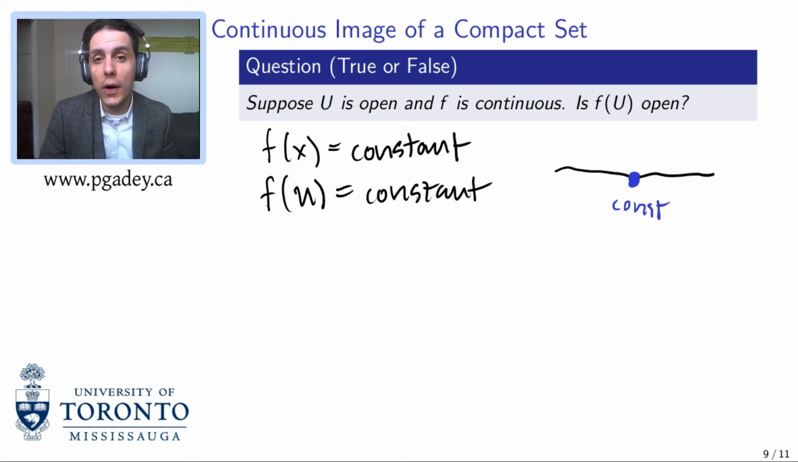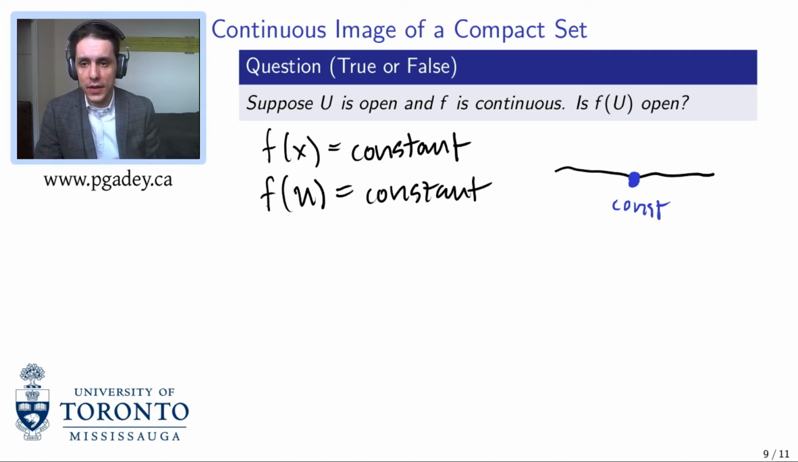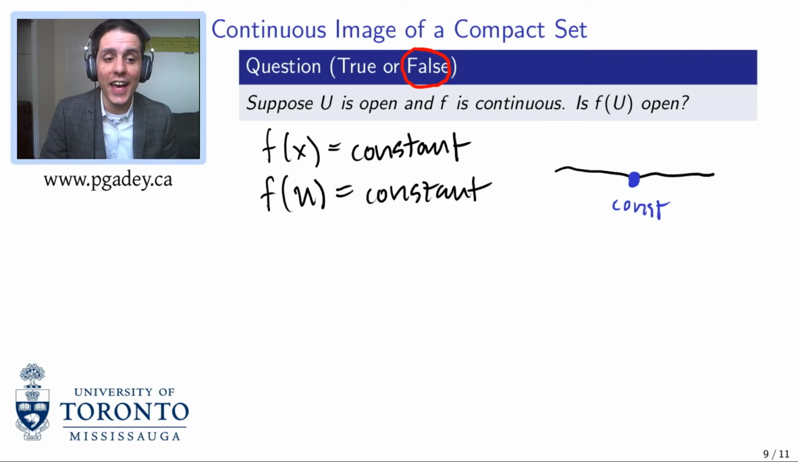And in the usual topology on R, single points are not open. So it can happen that f of U is not open. So this statement is false. It is not necessarily an open set. Okay, so continuous functions don't preserve open sets.